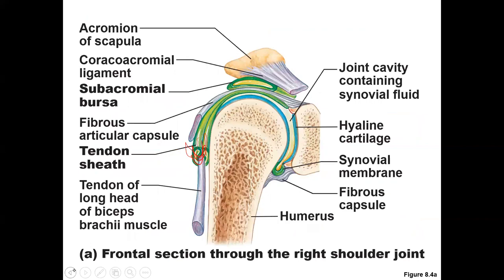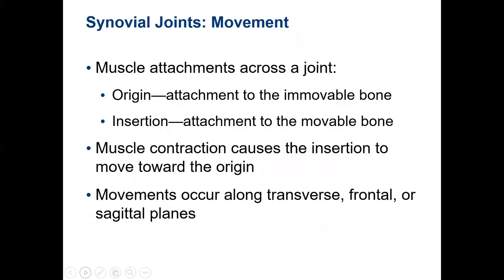Lots of muscles crossing these joints. Now, when we talk about muscles crossing the joint, we'll often talk about the origin of the muscle. The origin of the muscle is where it attaches to the structure that's not moving. The insertion is where it's attaching to the structure that is moving. Insertion moves toward the origin when the muscle contracts. Muscles work by getting shorter.